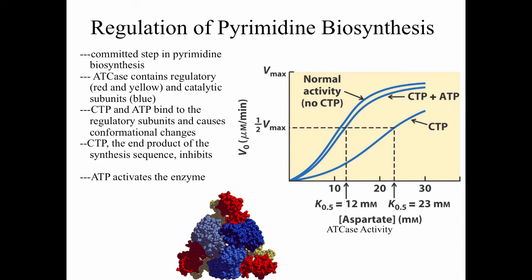One of the rationales for why ATP activates the enzyme is that if you have lots of ATP around, that means you have lots of purines around. So we need to compensate for greater concentrations of purines by making more pyrimidines, okay? And that's why ATP will activate aspartate transcarbamylase, which will then increase pyrimidine synthesis. That way you have equal amounts of purines and pyrimidines around.